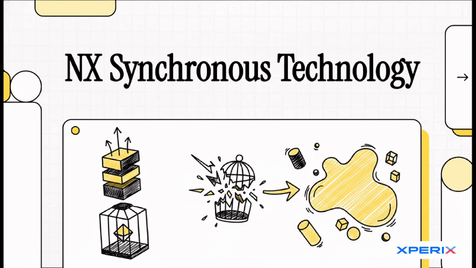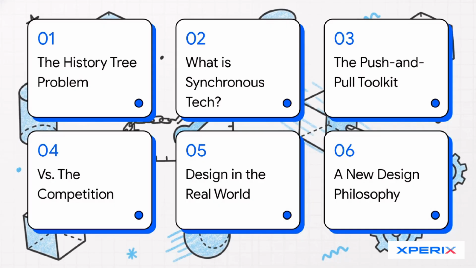We're going to dive deep into NX synchronous technology, a totally different way of thinking that promises to, well, break you out of that cage. So here's the game plan. First, we'll talk about the big problem with that traditional history-based design. Then we'll get into what synchronous technology actually is and check out some of its core tools. After that, we're going to stack it up against the competition, walk through a real-world example, and wrap it all up by talking about the new design philosophy it really unlocks.